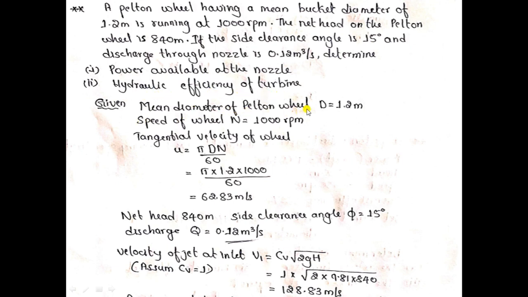Now, as I have mentioned, capital D is given, that is the mean diameter of the Pelton wheel, which is 1.2 meters, and the speed of the wheel is given as 1000 rpm. Based upon this data, we can find the tangential velocity. The tangential velocity or the peripheral velocity of the wheel is given by u equals pi DN by 60. If we substitute all those values, we will be getting 62.83 meters per second.